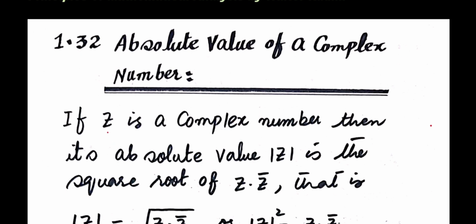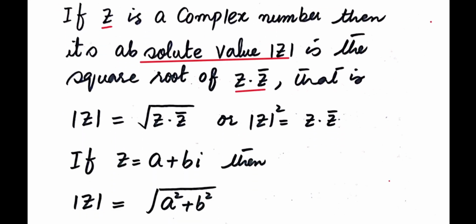If z is a complex number, then its absolute value is denoted by |z|. It is the square root of the product z into z conjugate. This is the definition given in this textbook. So |z|, or the modulus of z, is the square root of z into z conjugate, or you can write it as the square of |z| is equal to z into z conjugate.